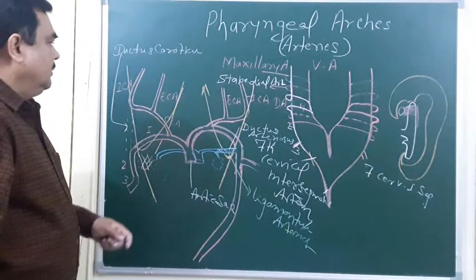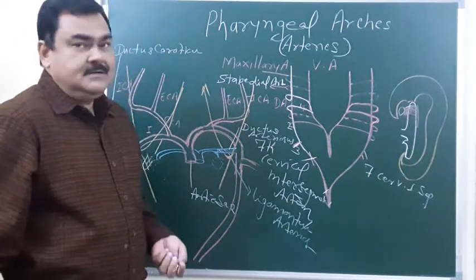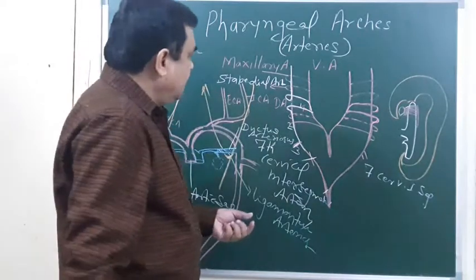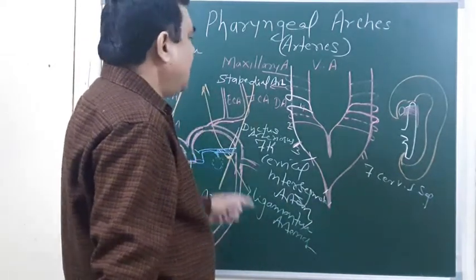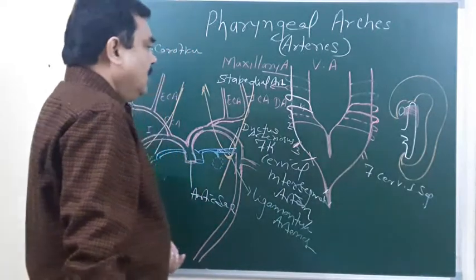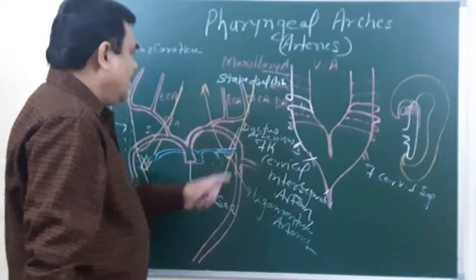So this is all about the arterial derivatives of the pharyngeal arch arteries. The pharyngeal arch arteries form these arteries.